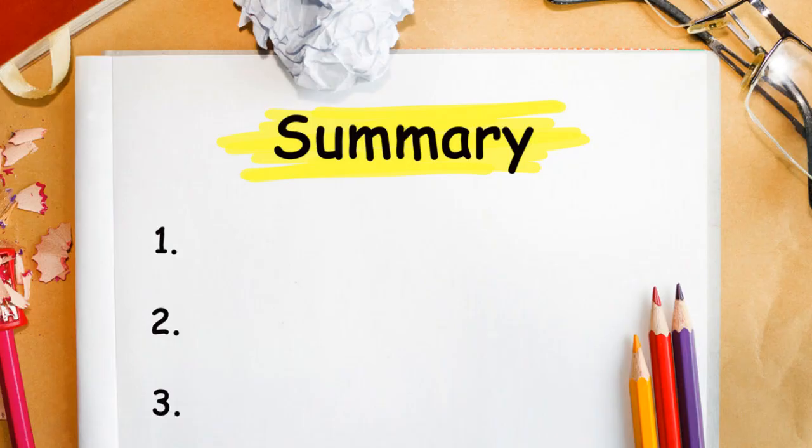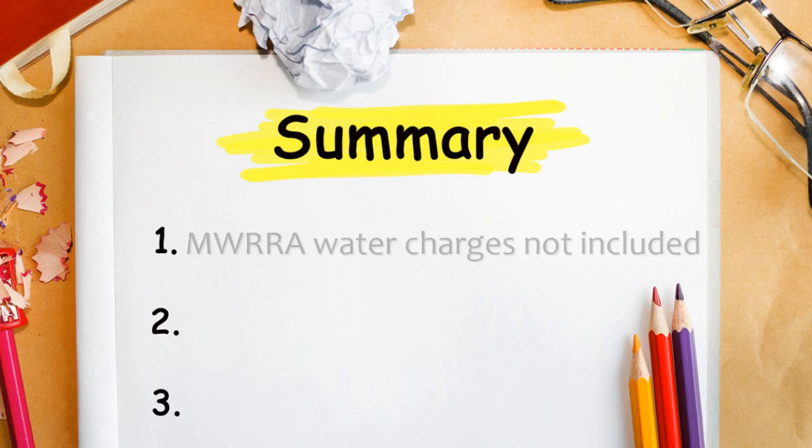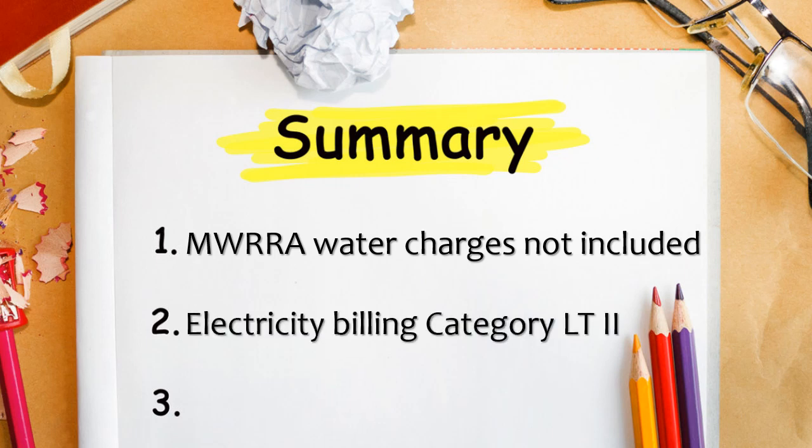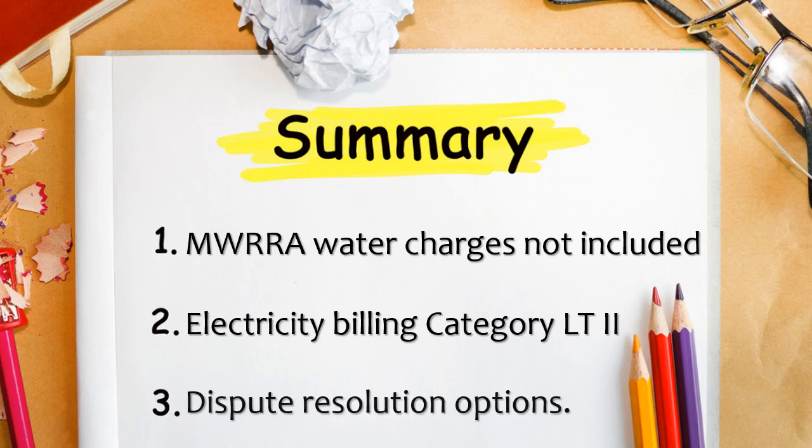So friends, that brings me to the end of this video, and I shall just summarize the salient points. First of all, in the spreadsheet, the Water Resources Regulatory Authority water charges are not included. The second point is that we fall under category LT2 for electricity billing and not LT3. Finally, we also saw the dispute resolution options available to us and the preparation that is required to do the same.